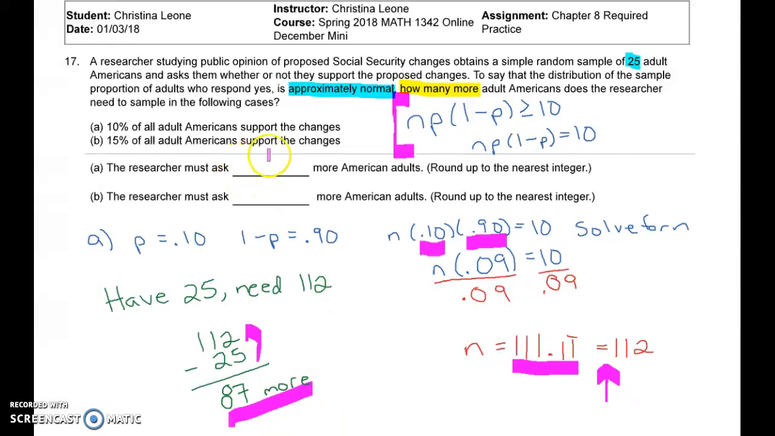They want to have to ask 87 more adults in order to meet that proportion and that sample requirement to be approximately normal. Same idea for part B. You'll just replace the 0.10 with 0.15 and the 0.90 with 0.85 and follow the same procedure.